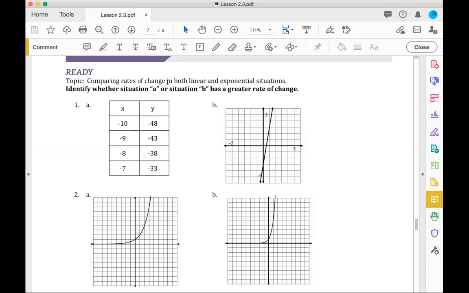2.3. First, we're going to be comparing rates of change in both linear and exponential situations. Just a quick refresher on these two. Linear means that this is a straight line. Occasionally, we see these written out as y equals mx plus b. Previously in Module 1, we might have thought of these as arithmetic sequences because it was just adding the same number over and over.